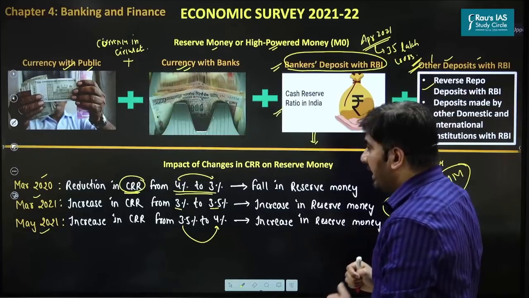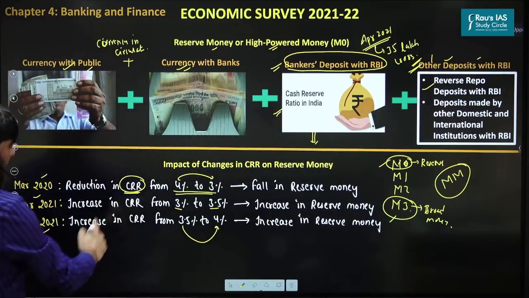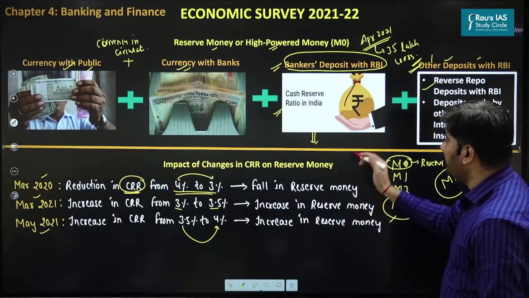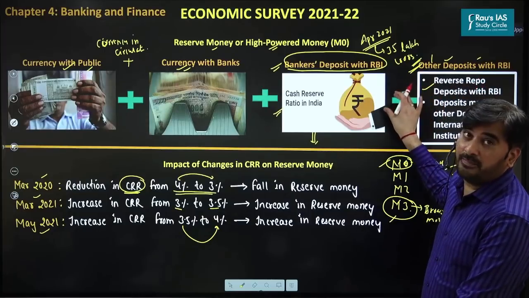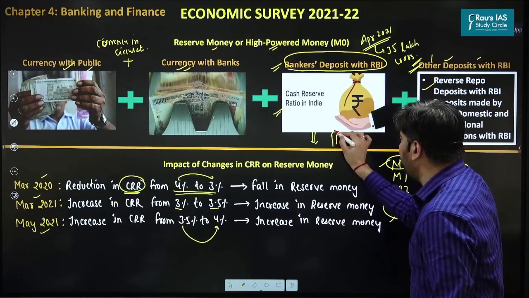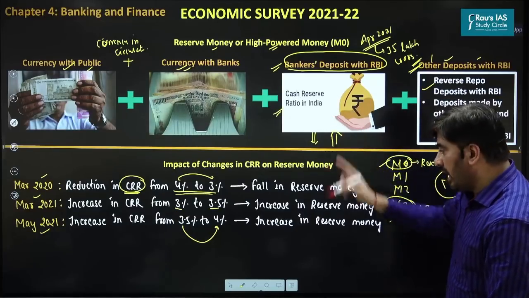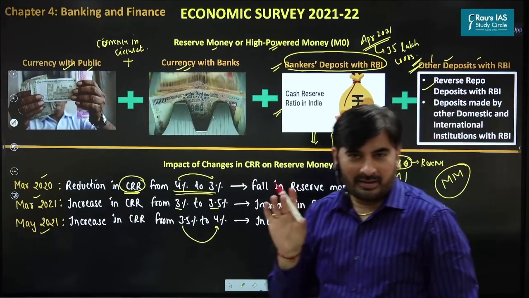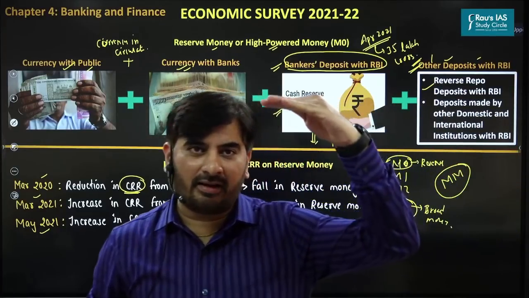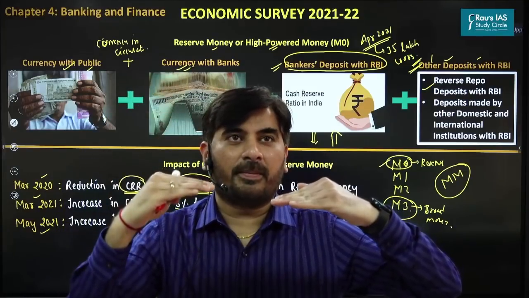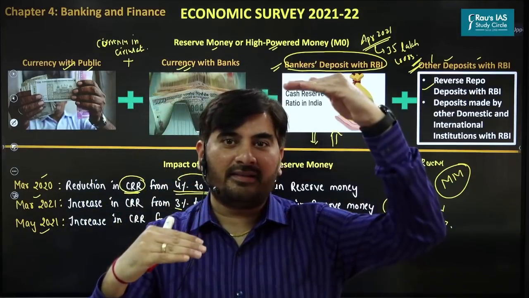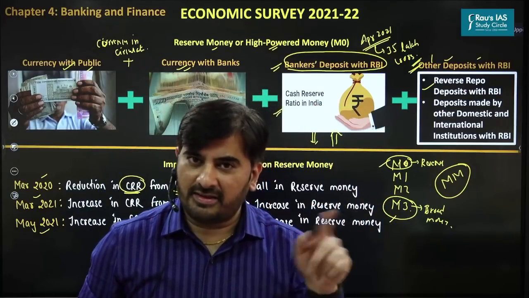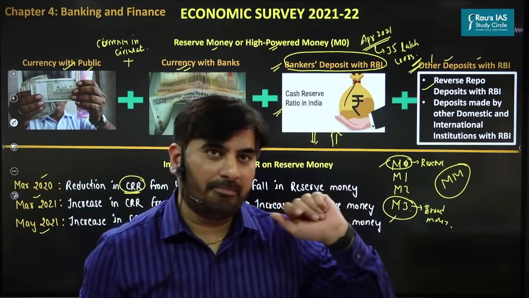Next, in March 2021, we increased the CRR from 3 to 3.5%, right? Now, as we increase the CRR, can I say, everything else remaining constant, banks now keep more money with the RBI in the form of CRR. So now my reserve money will increase or not? Yes. So can I say here, if the CRR reduces, reserve money will reduce? Yes. If the CRR increases, reserve money will increase, right? So now we have understood how changes in CRR will have an impact on reserve money.